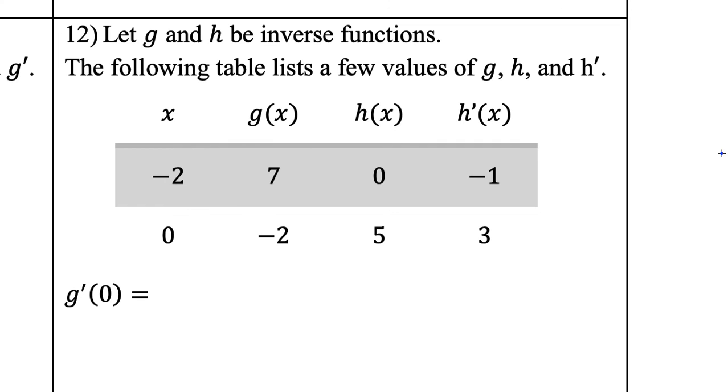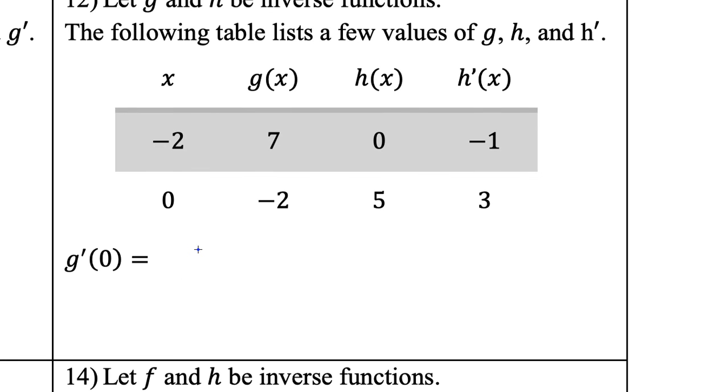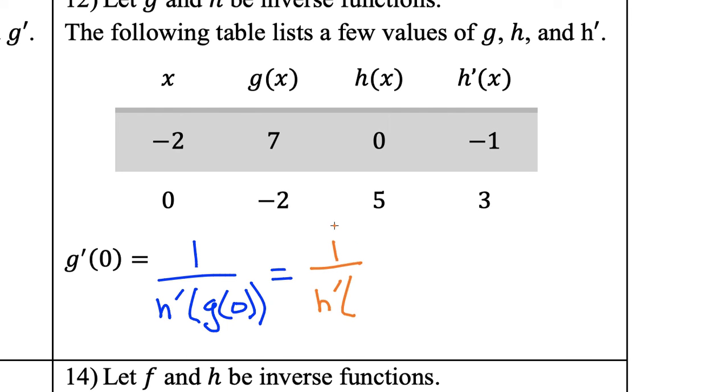Number 12. So g prime of 0, this is going to be 1 over h prime of g of 0. And that's going to be equal to 1 over h prime of what? G of 0 is -2. So -2. And h prime of -2 is -1. So it's 1 over -1. That's just -1. Final answer, and box it.